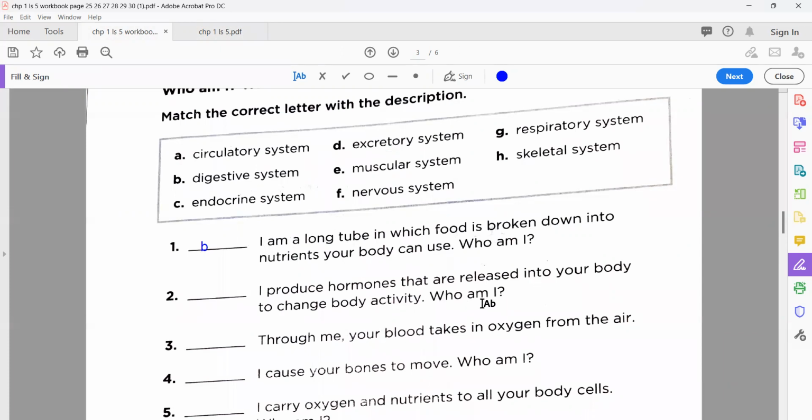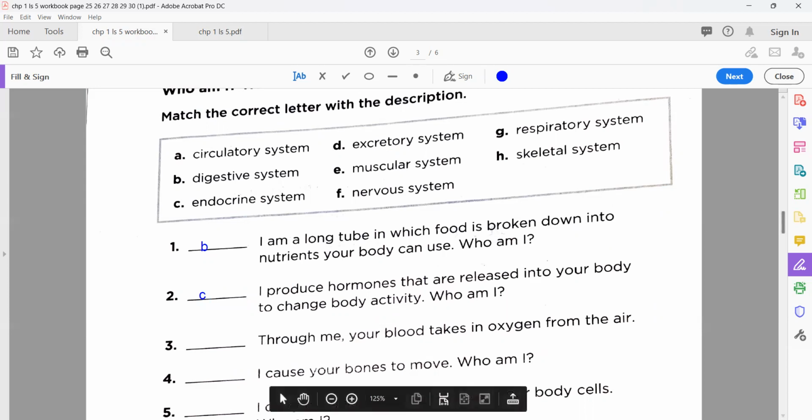Second, I produce hormones that are released into your body to change body activities. Who am I? As we just discussed, the nerves are not connected with other parts; it's only the release of hormones. They are a special type of chemicals, they show different types of response, and they work as a stimulus. So what do we name them? The best option is C, endocrine system. Very nice.